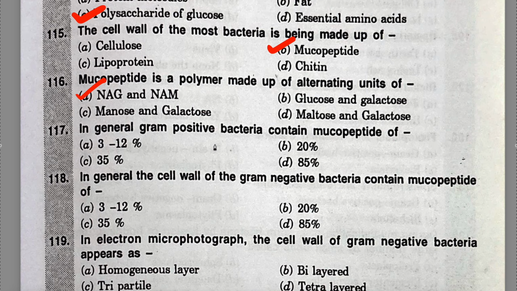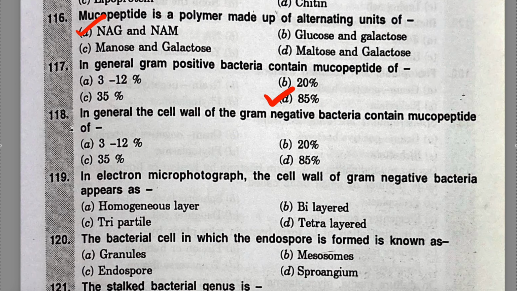117. In general, gram-positive bacteria contain mucopeptides of 3 to 12%, 20%, 35% or 85%. Which one? Answer is option D, 85%.